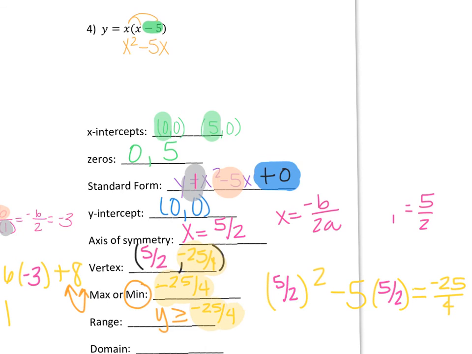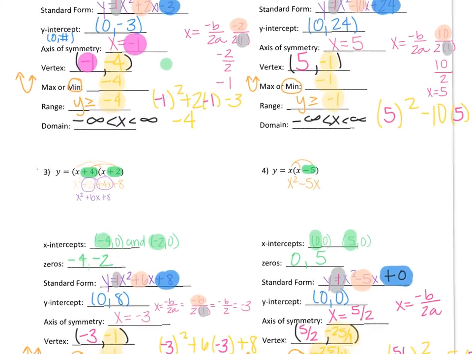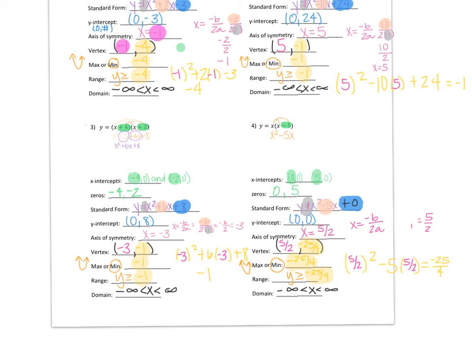So notice that the only thing we haven't filled in yet on all of the problems is my domain. Well, I just want you to remember that your domain every time is -infinity is less than x, which is less than infinity. So I've gone ahead and written that in there for all of my domains, and that will be the case as long as your graph is not a word problem. When they're word problems, we get things a little bit differently.